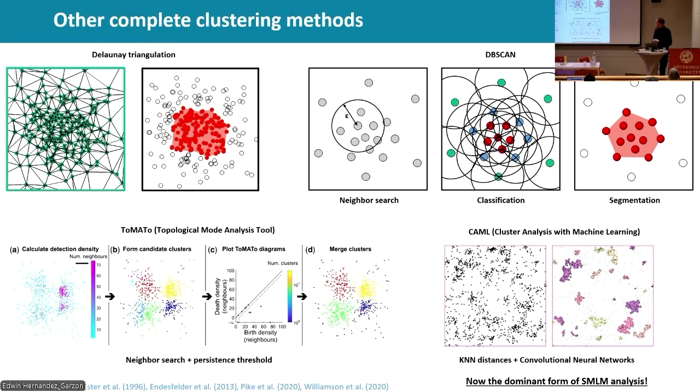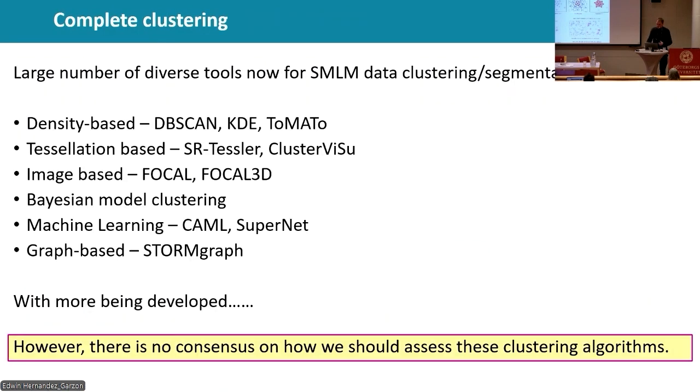So really now, clustering is the dominant form of analysis for single molecule localization microscopy, because you have access to the distribution of the clusters. I already showed a few of them, but a lot more techniques have been developed, almost dozens per year of new methods for this kind of analysis. However, there was no consensus on how we should assess these clustering algorithms.